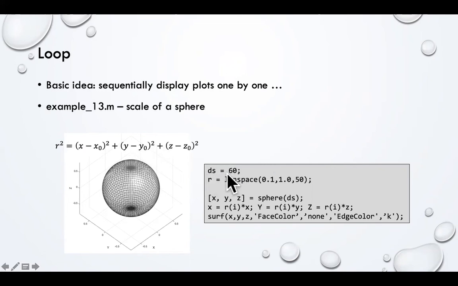So the number 60 means how many grids you want on one boundary of your sphere. I let the size of the sphere change starting from a very small one, with radius from 0.1 to 1. Then when I call the sphere function, Matlab returns the points on the grid. It gives me the three coordinates X, Y and Z, and I just use surface. Here I just show you the grid, and later I will change the color to green, and you can see the ball or sphere right over here.